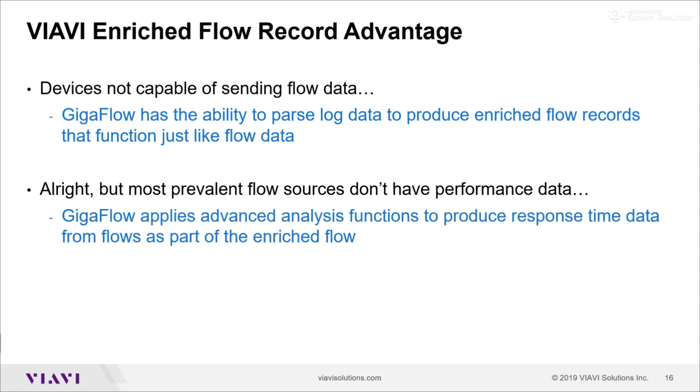All right, but most prevalent flow sources don't have performance data. This is pretty common, right? Generally speaking, most flow sources are doing NetFlow v5, right? It's counts and amounts. It's volumetric information.